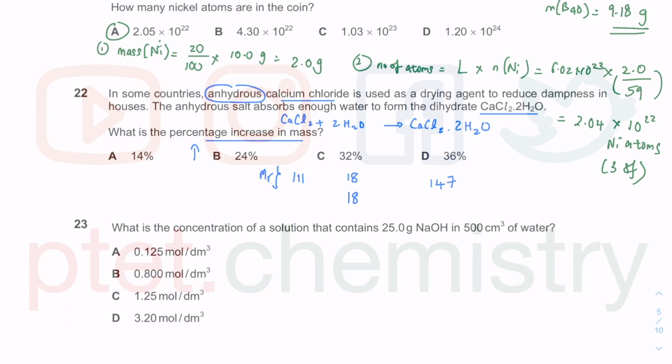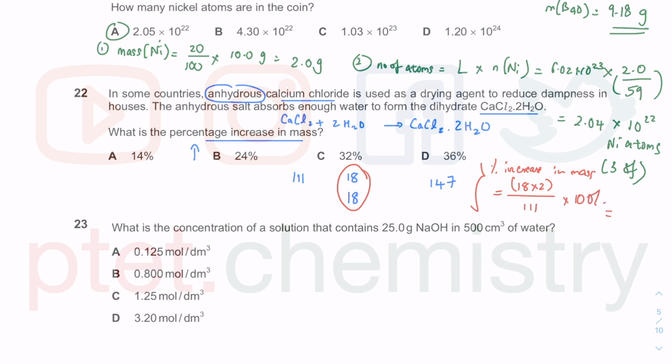What is your increase in mass? Your increase in mass is going to be this one. So therefore, your percentage increase in mass is going to come from the absorption of water, and you're absorbing 2 water, so it's 18 times 2, and this is divided compared to your original mass, because increase in mass is compared to the original, so divided by 111 times 100%.